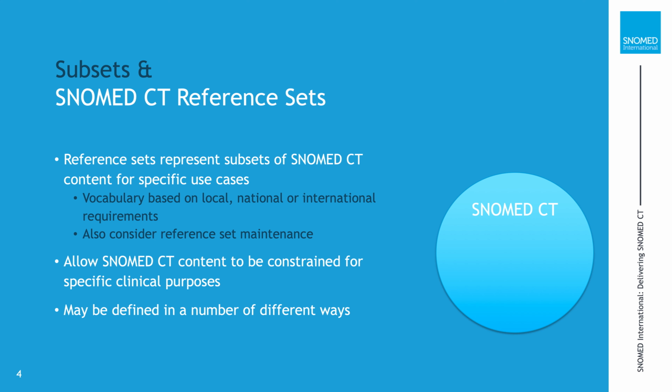Reference sets represent subsets of SNOMED CT content for specific use cases. For example, the terms that are required at a specific regional level. It is important to point out that a subset can only include content that is included in a specific release. In this way, each subset is defined using the reference set specification and is aligned to a specific release of SNOMED CT to ensure that the users of the subset have access to all the required concepts.